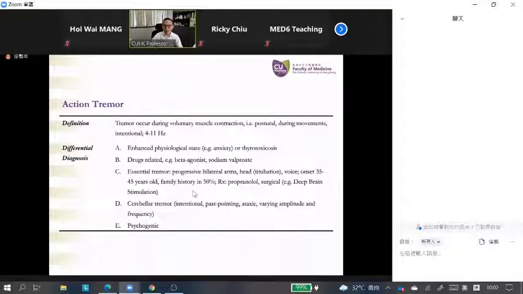But we rarely perform DBS, but we can. So it's a treatment option. In the last 20 years, we performed about 3 DBS upon patients with a really disabling essential tremor, and it's very, very effective, for your information.